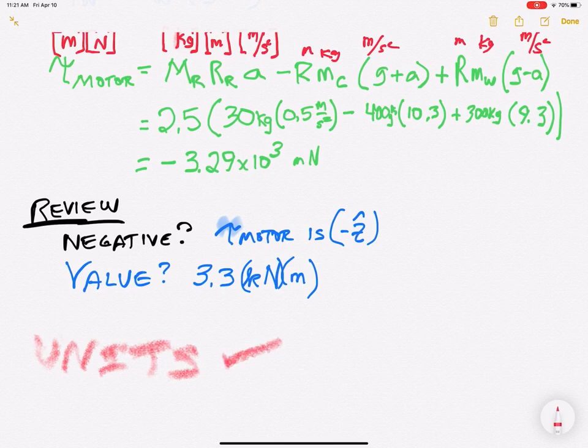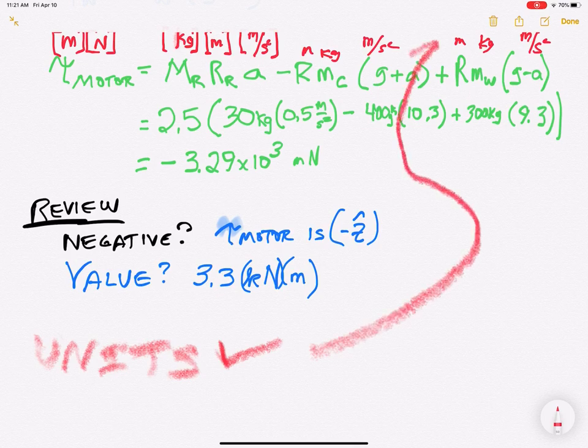The units we did, we can check them off because we've already demonstrated our units work. I hope you find this example problem useful, and I'll be talking to you soon.